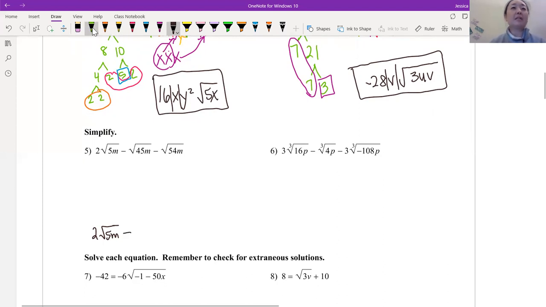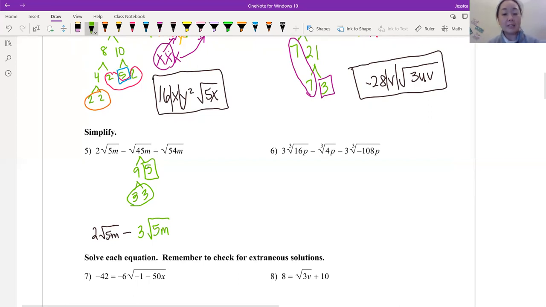All right, so let's take a look at this. So 45 is 9 and 5, and 9 is 3 and 3. So I know that this is my perfect square. So that's gonna be on the outside. Notice nothing is on the outside, so I'm just gonna put 3, and then square root of what's left over, which is 5m. All right, I saw the m, and then 5m.